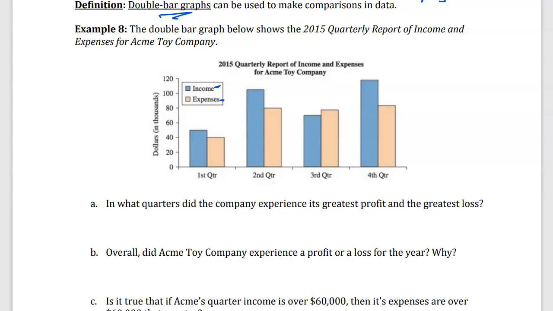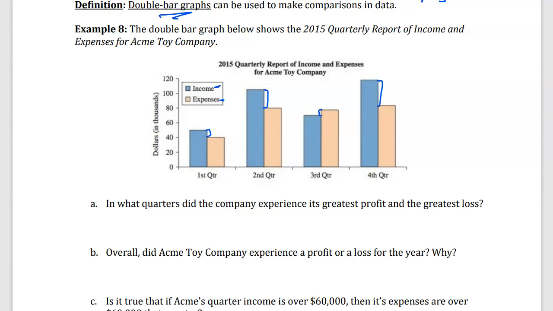You'll notice in the first, second, and fourth quarter, we end up with a profit because our income is greater than our expenses. Because here's our profit. There's a profit. There's a profit. But then we have a loss here.